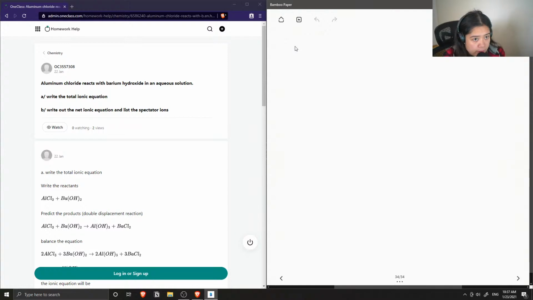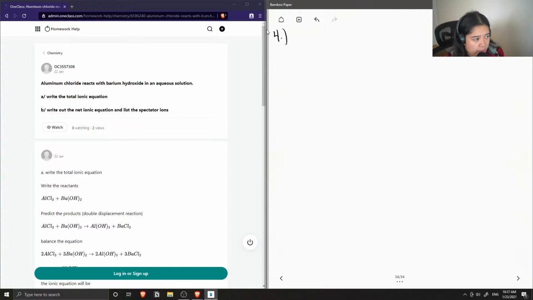Okay, so question number 4. Ammonium chloride reacts with barium hydroxide in an aqueous solution. Part A is to write the total ionic equation, and B is to write out the net ionic equation and list the spectator ions.